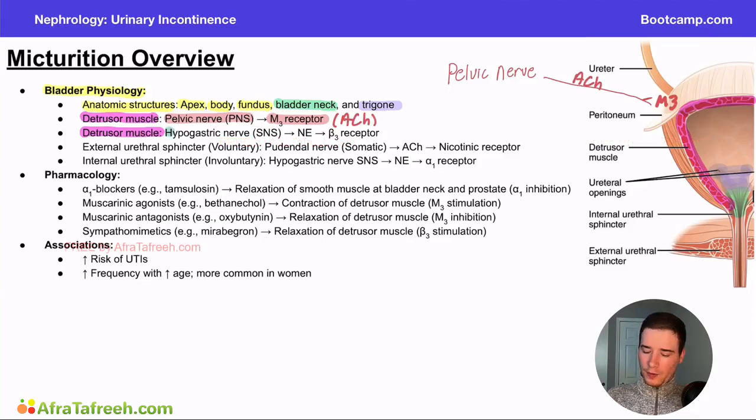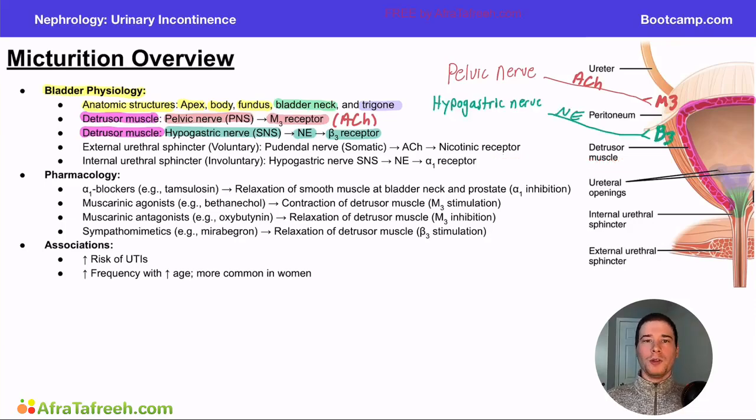Next, we're going to look at another very important nerve, which is the hypogastric nerve. Notice this is part of the sympathetic nervous system. This is going to stimulate beta-3 receptors by way of norepinephrine. So you can see here we're actually stimulating beta-3 receptors. We'll talk more about what those do in a moment.